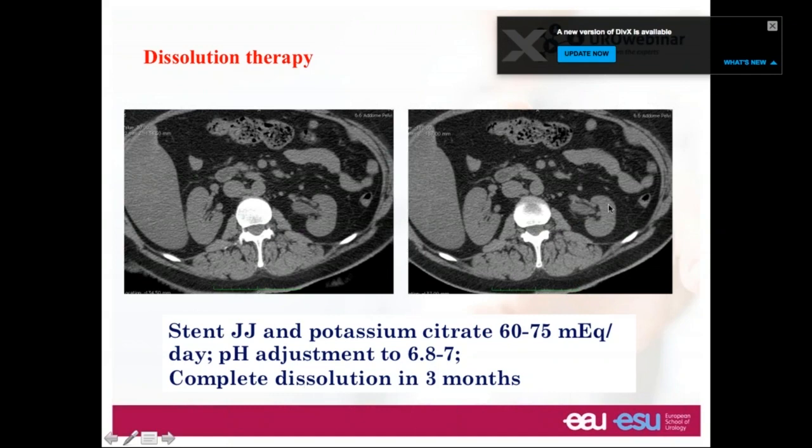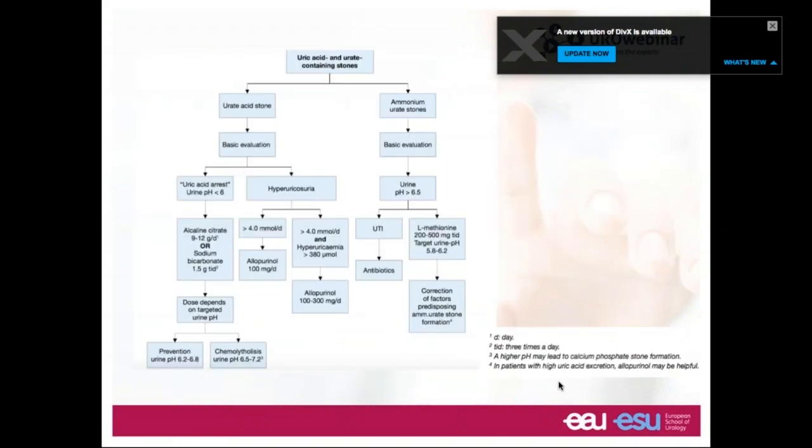It may take a month for a 1 centimeter stone. For this lady, the medication lasted for 3 months until she became stone free. Again, I have the uric acid and urate-containing stones therapeutic algorithm that I can consult and take advice from.